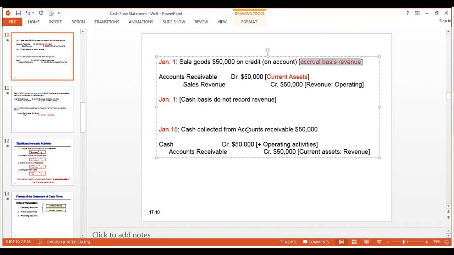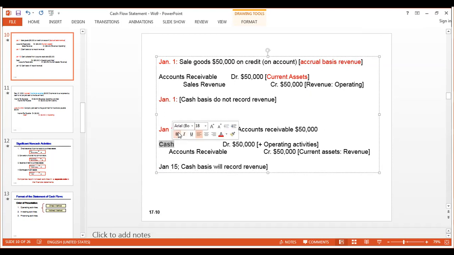Do you understand? So January 15 came. Okay, January 15 came, the company received cash. So on January 15, cash basis will record revenue. Why? Because on January 15 the company received cash. Do you understand? Look at another example.